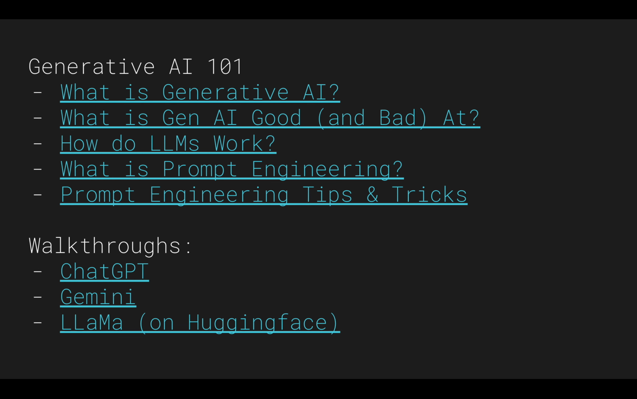And then I've got 3 walkthrough videos. Again, I assume everyone has used ChatGPT in the past year at least once or twice. But I do cover Gemini, which is a pretty new version from Google. And I also cover a tool on Hugging Face, which is Llama, which is Meta/Facebook's model. They don't have their own interface. They just have an open source model, and people build things on top of it. So we'll look at a Hugging Face tool that uses that.